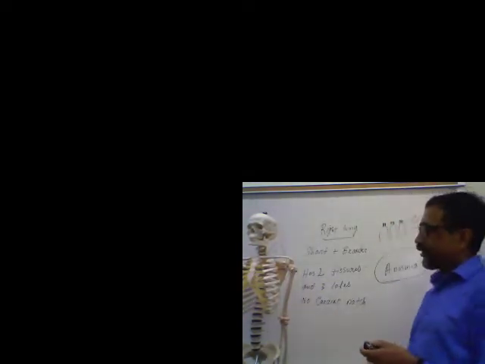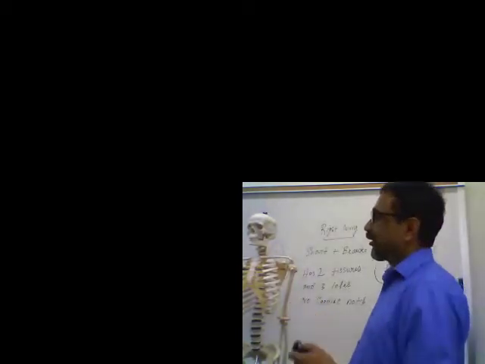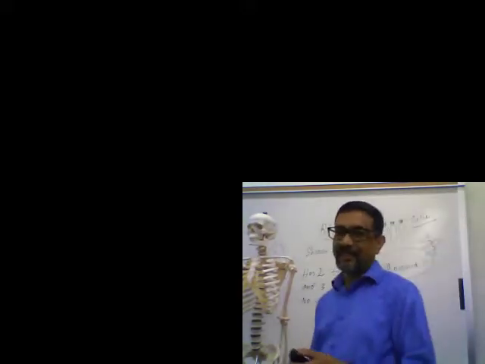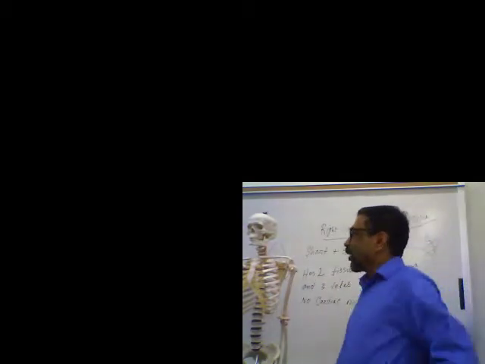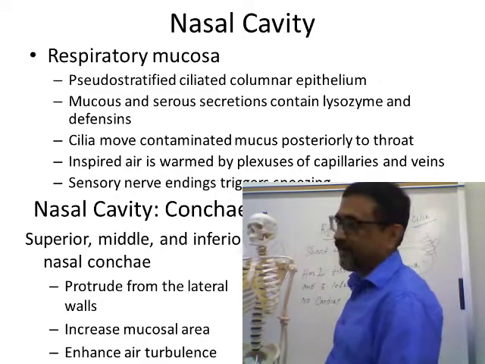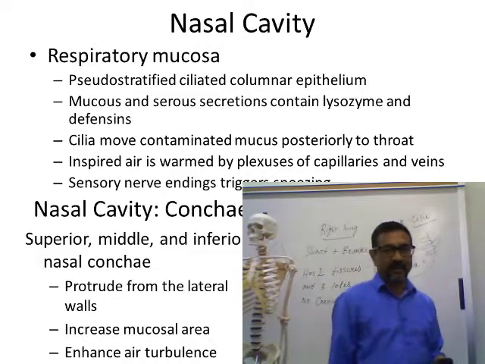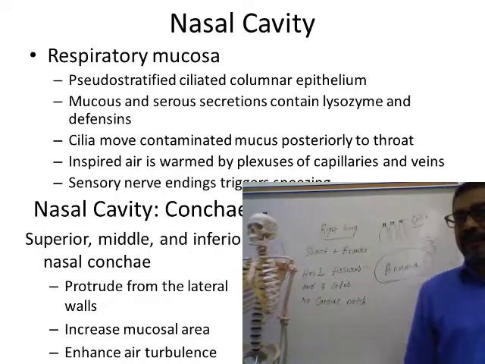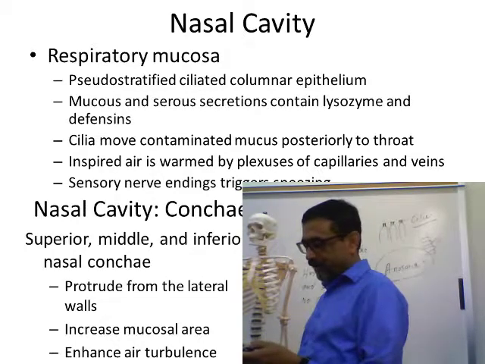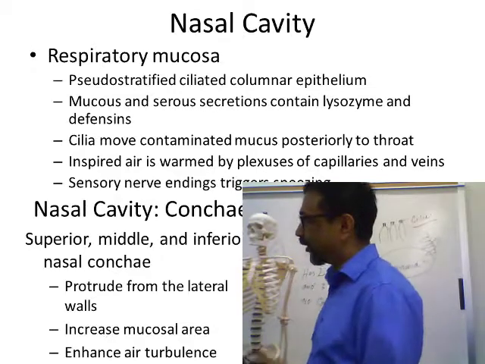The secretion, two types of secretion occur in the nasal cavity: mucus and serous secretion. And the secretion contains lysozyme and defensins. These chemicals have bactericidal action, can kill the bacteria or microorganisms. Okay, so that way many microorganisms will be inactivated or killed.